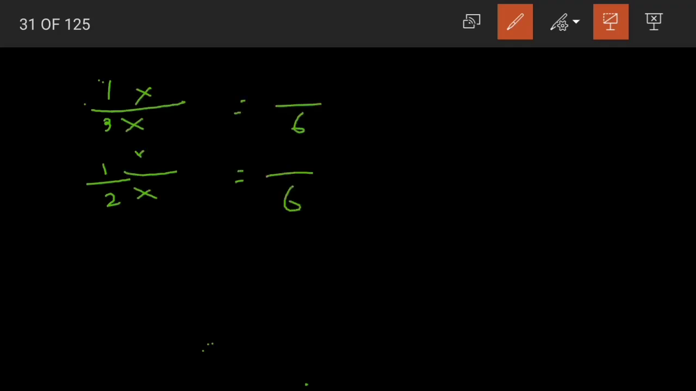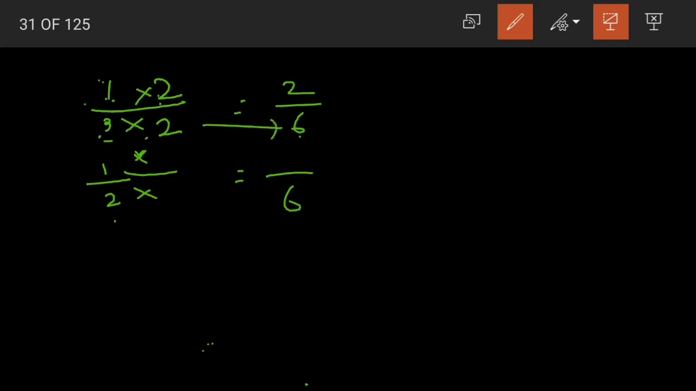What do we have here? 1 by 3, 1 by 2. The LCM is how much? The LCM is equal to 6. Remember this, the LCM of 2 and 3 is 6. Now here we are having 3 but we want 6. How will we get that? 3 into 2. So multiply the numerator with 2 as well. 1 twos are 2, 3 twos are 6.